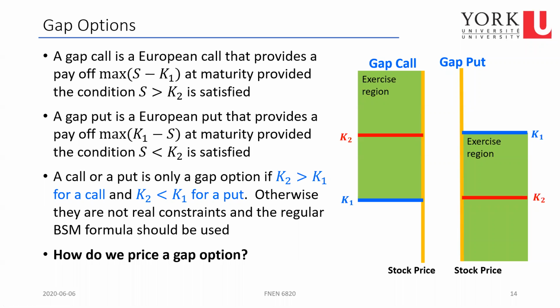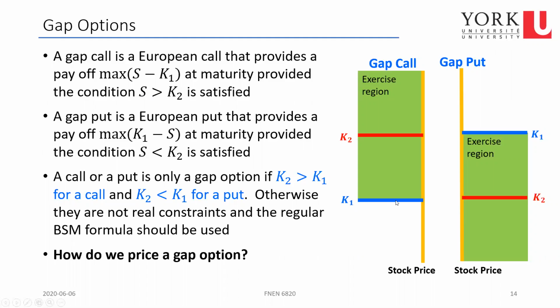Okay, let's now take a look at what we call gap options. A gap option, a gap call in this case, is a European call that provides a payoff like a call payoff, so S minus K1, the strike price, at maturity. But there's an additional condition that S must be greater than K2.